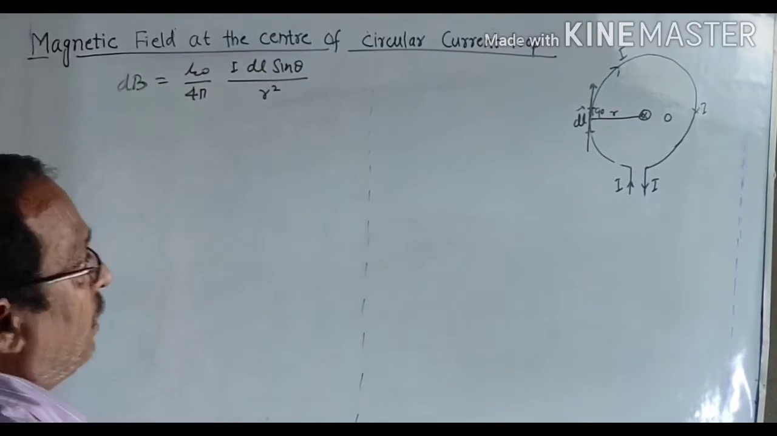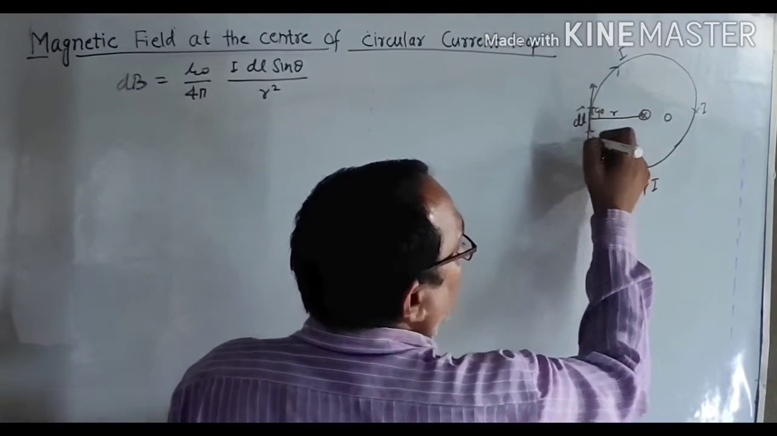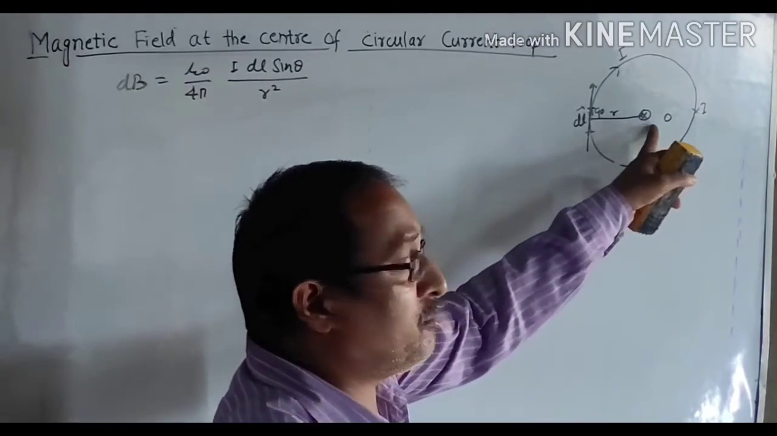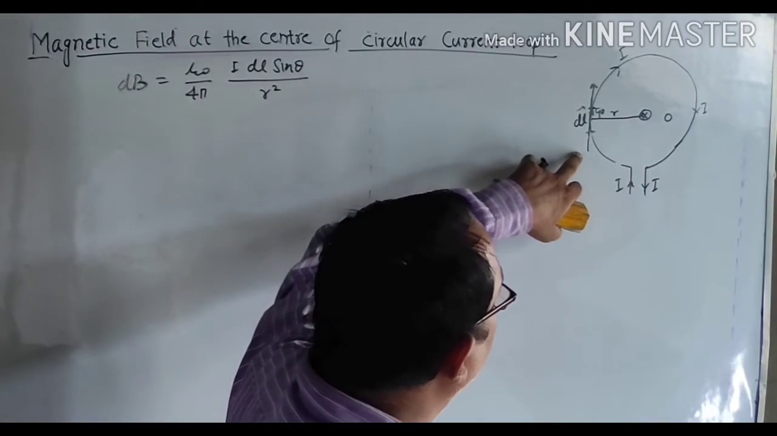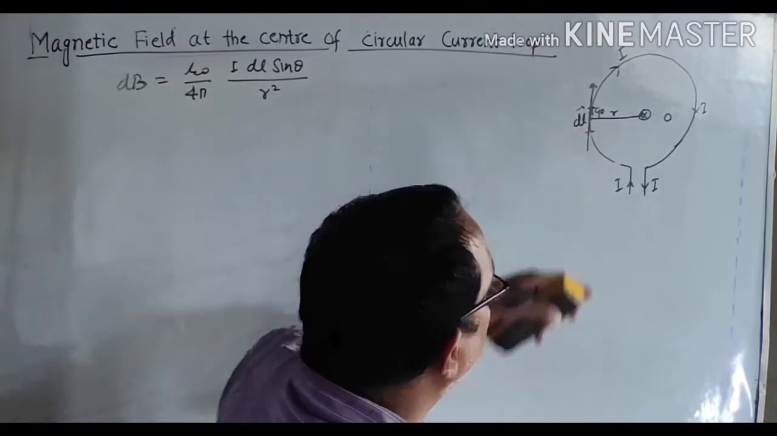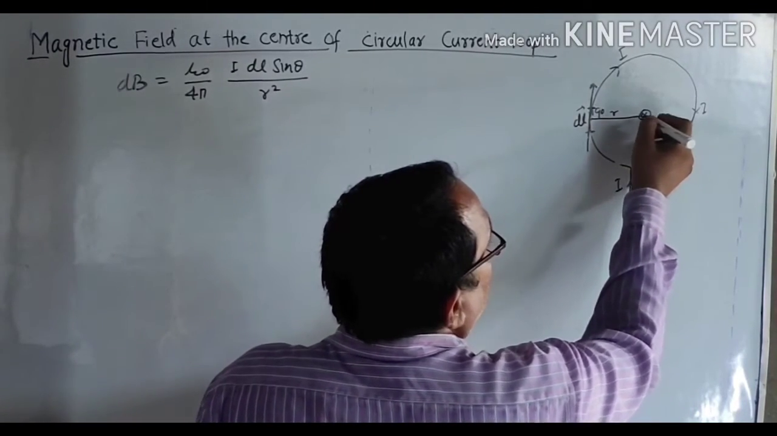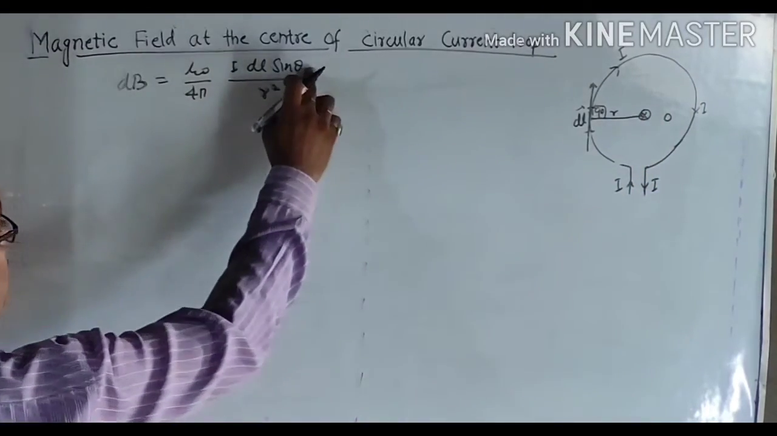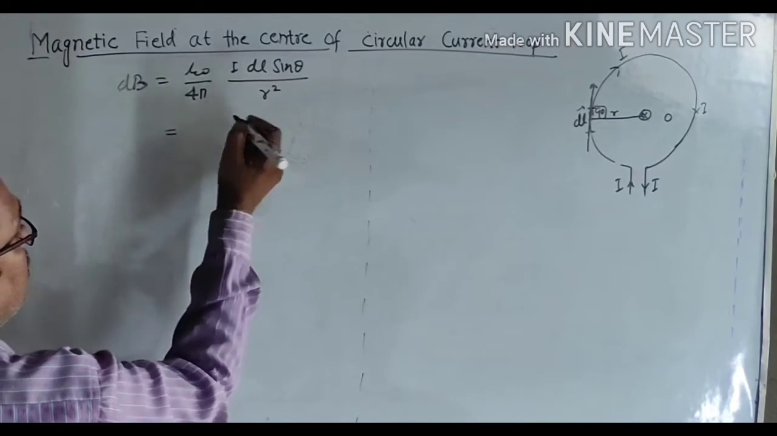Where this theta is the angle between the axis of the current element and the position vector of the observation point with respect to the dl. Here we have drawn the dl, and the axis of the dl and the position vector with respect to the dl are making an angle of 90 degree. So instead of theta, we can write the angle 90 degree, and the sine of 90 degree is equal to 1.